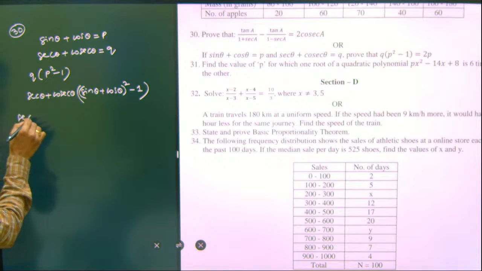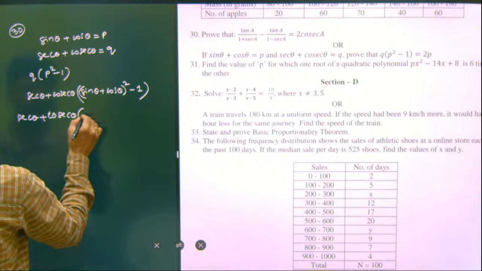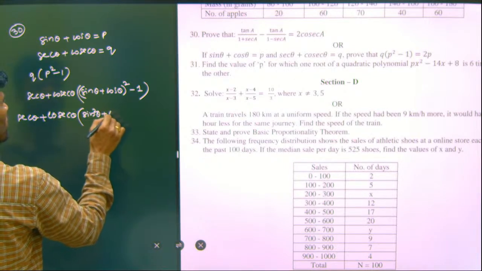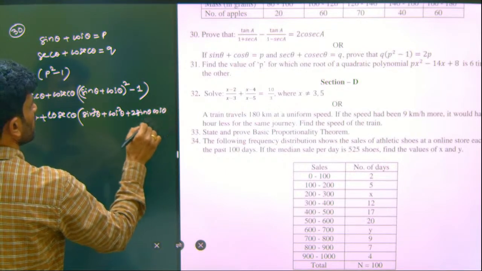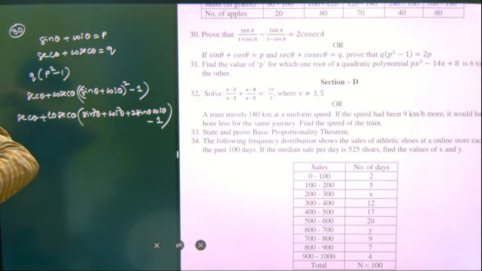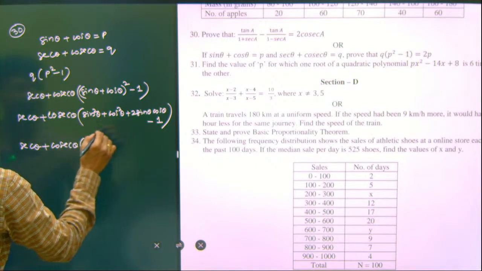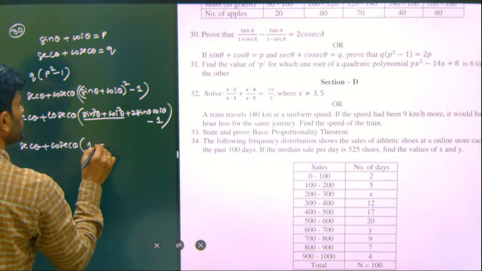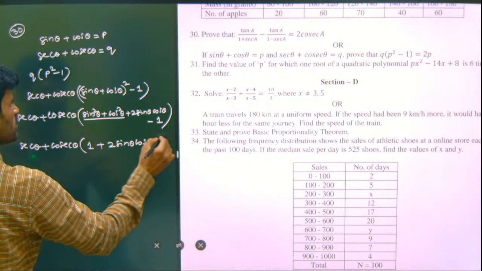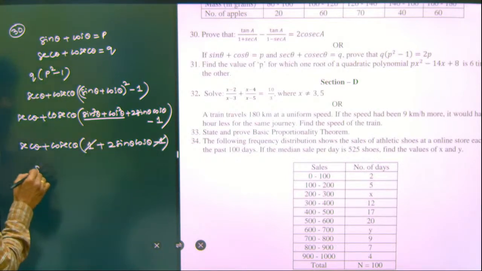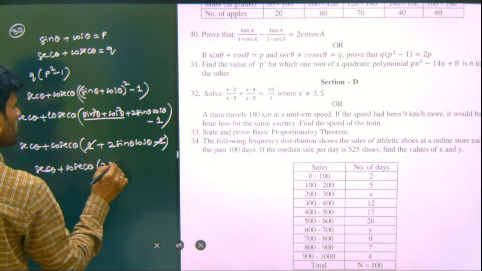So that is secant theta plus cosec theta into (a plus b) whole square: sin square theta plus cos square theta plus 2 sin theta cos theta, minus 1. So here what happens? Next step, secant theta plus cosec theta into sin square theta plus cos square theta, which is 1. So 1 plus 2 sin theta cos theta minus 1. Plus 1 minus 1 will be cancelled. We have secant theta plus cosec theta into 2 sin theta cos theta.